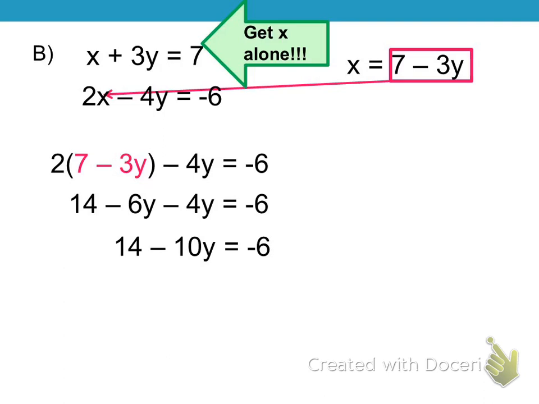What would I do next? Subtract 14 from both sides. Negative 6 minus 14 is negative 20. Divide by negative 10. So what is y going to equal? Y equals 2. Questions on the y?